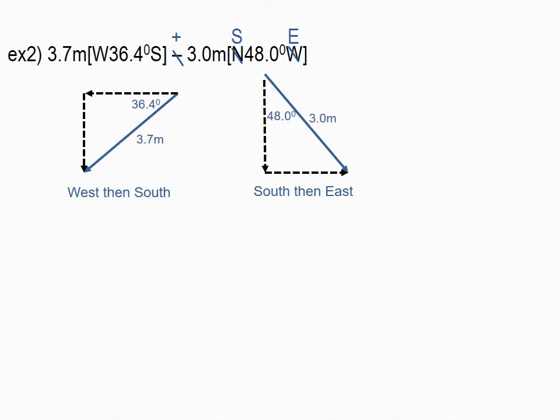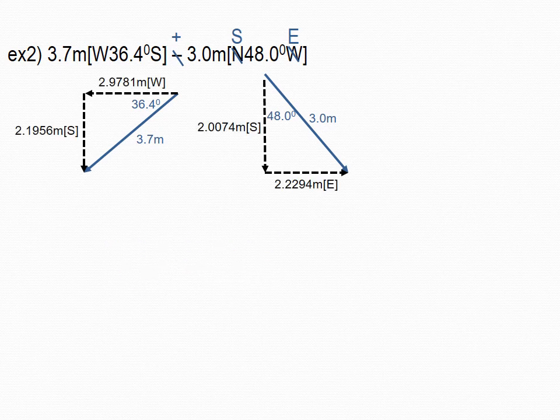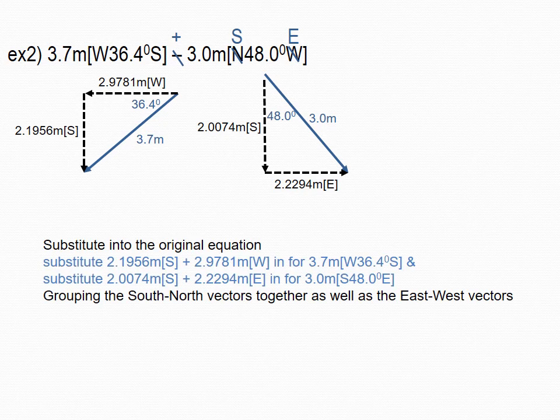First, I went west and then south, and the angle is 36.4. And the second vector, I went south first and then east, and then measured over 48 degrees. I use sine and cosine to find the opposite and adjacent sides to each of the angles. Now I will sub those new values in for those original vectors.